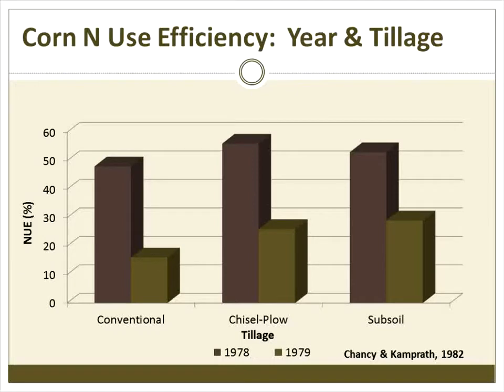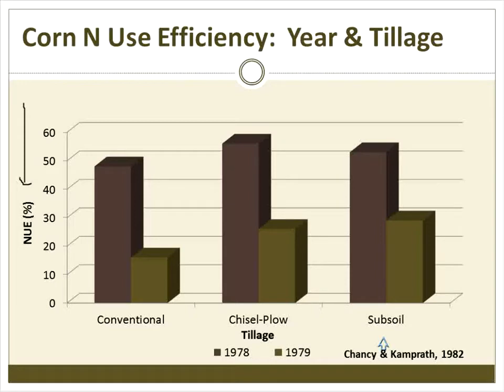So we always have our nitrogen use efficiency on our y coordinates. It's a percentage. And in this particular instance, we have conventional tillage, we have chisel plow tillage, which is a form of reduced tillage, and then we have subsoiling. The subsoiling system goes down and it really breaks the plow pan so that the roots can go deeper.